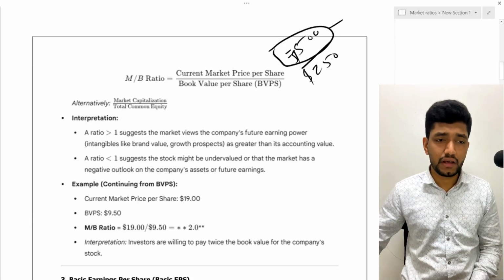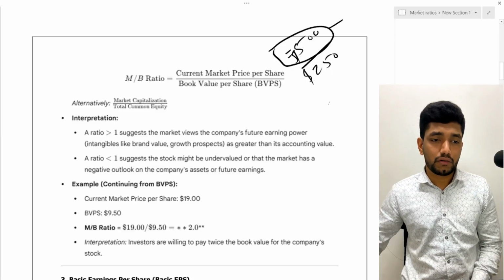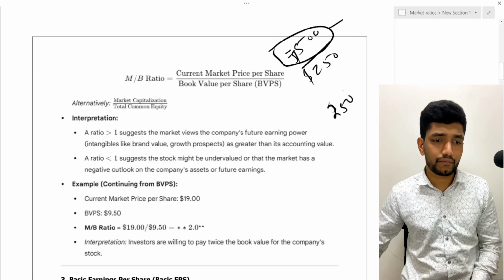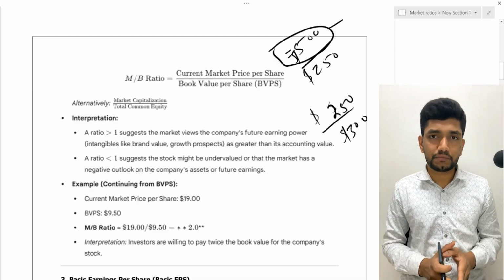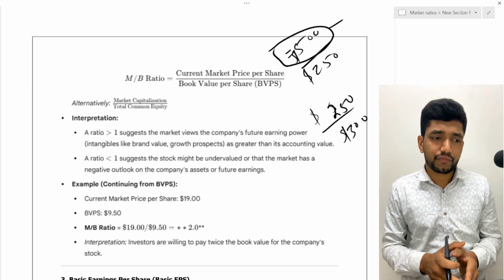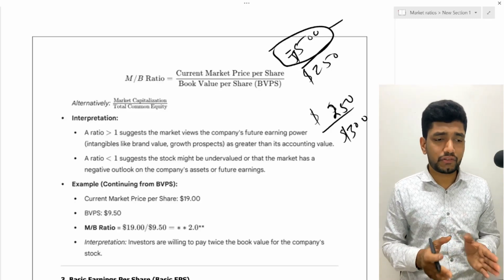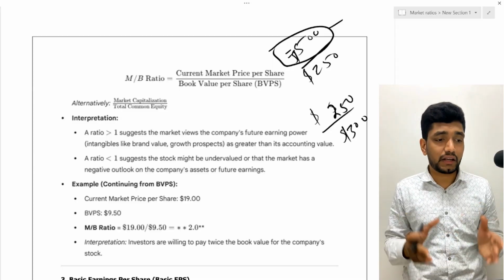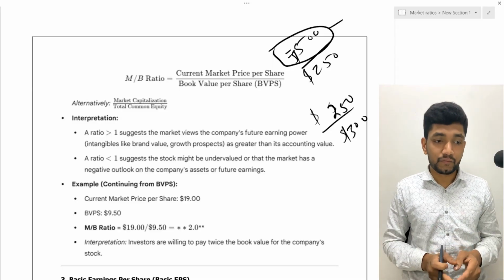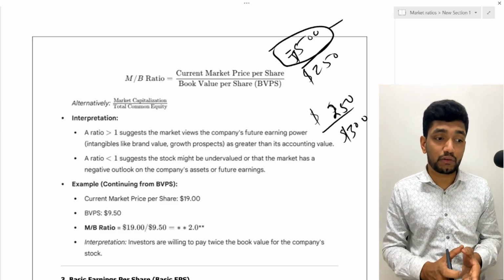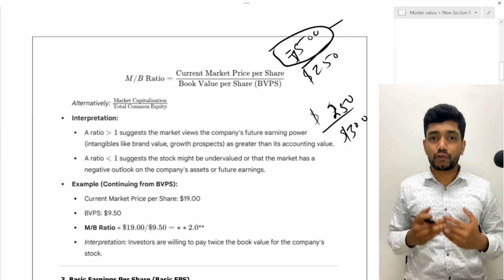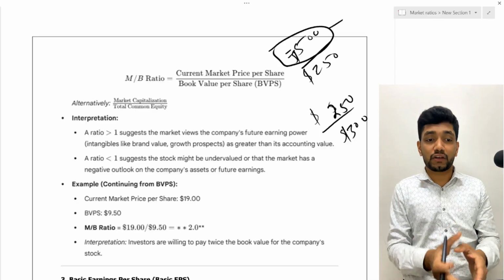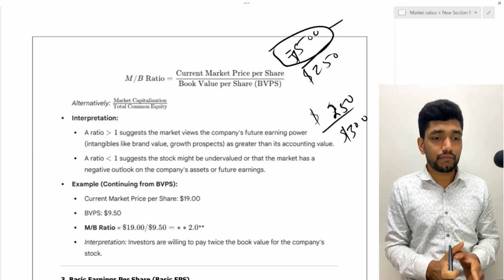Let's look into the other case. If the market price is 250 and its book value, just assume, is 300. So in this case, the ratio will be less than 1. So what it indicates is that two options are there. First, the stock might be undervalued in the market. If it is undervalued, that is a great investment opportunity. Or there may be some negative outlook on the company's assets or future earning. That's why the investors are not willing to pay its book value for the share.